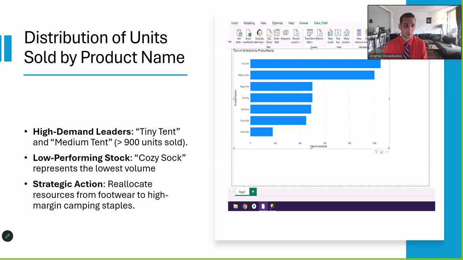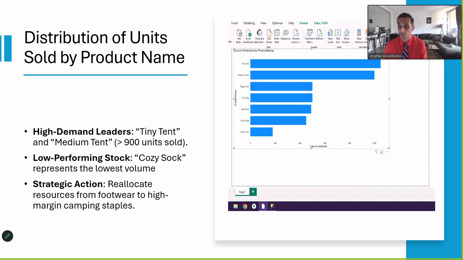So we'll begin with the distribution of units sold by product name. As we can see here, the high demand leaders are the tiny tent and the medium tent, both with over 900 units sold. Our low performing stock is the cozy sock, and the overall strategic action is to reallocate resources from footwear to high margin camping staples.